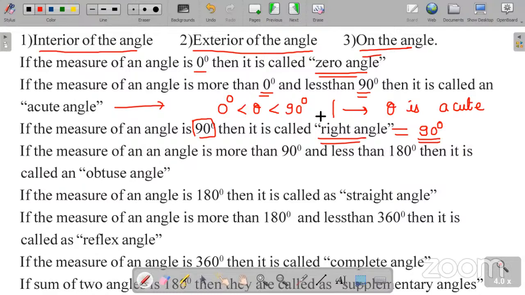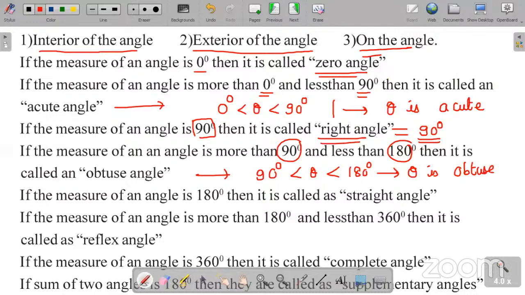Okay, very good. If the measure of an angle is more than 90 and less than 180, that means 90 degrees is less than theta, and theta is less than 180. This is called an obtuse angle. If the measure of an angle is 180, it is called a straight angle. So 180 means straight angle.